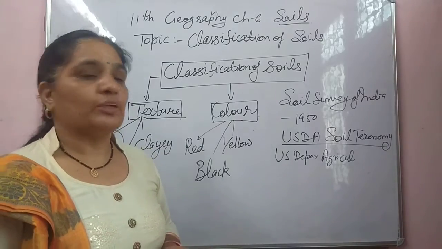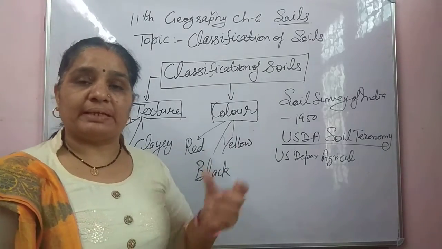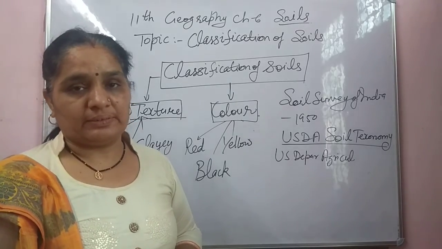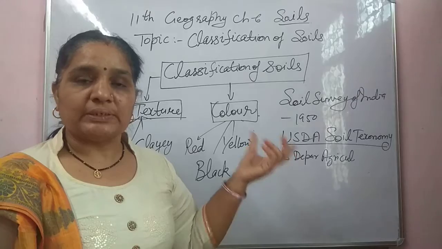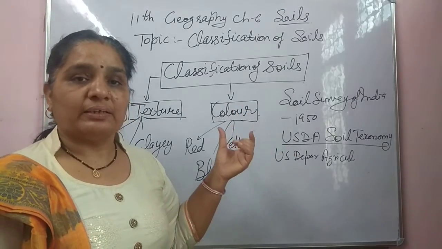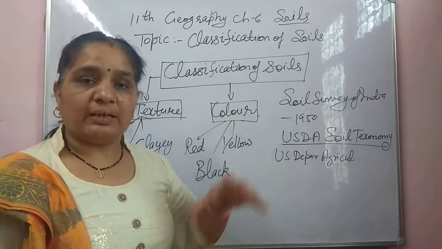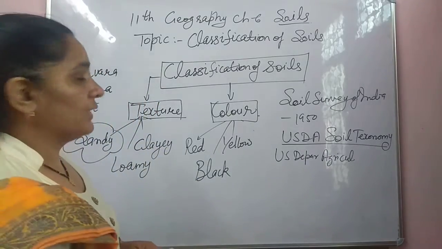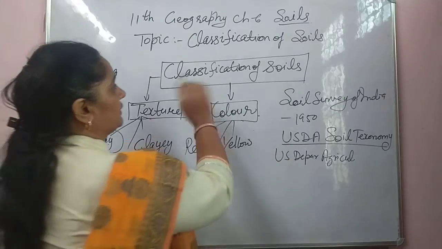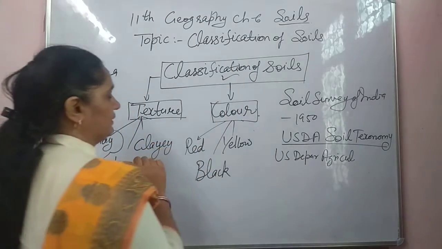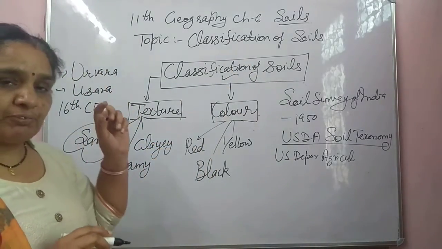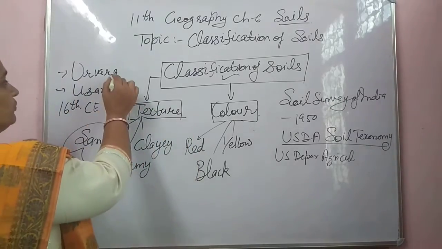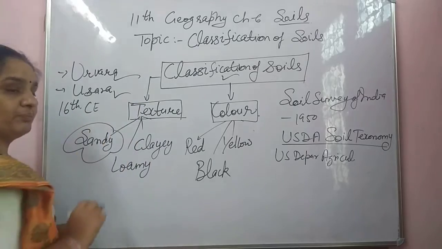First of all, during the ancient or medieval time periods, the soil was divided into two categories. Firstly we will discuss those, then we will discuss the modern era, how we can classify the types of soil. Let me start. Classification of soil. First of all, the soil can be classified into two categories, Urvara and Ursa.